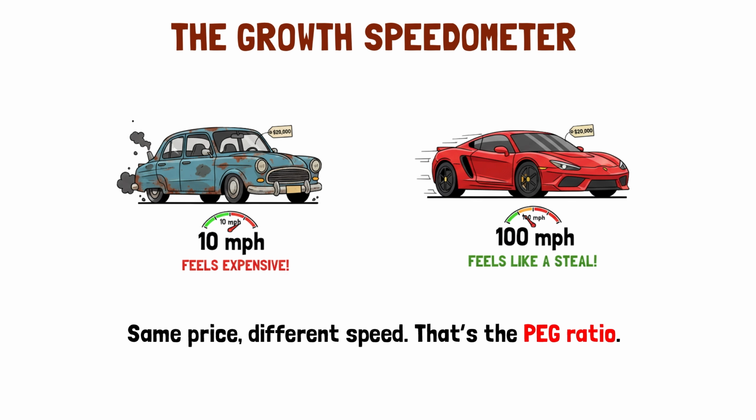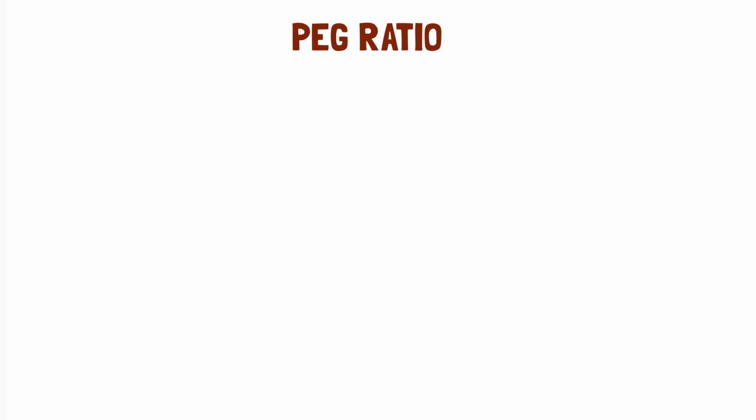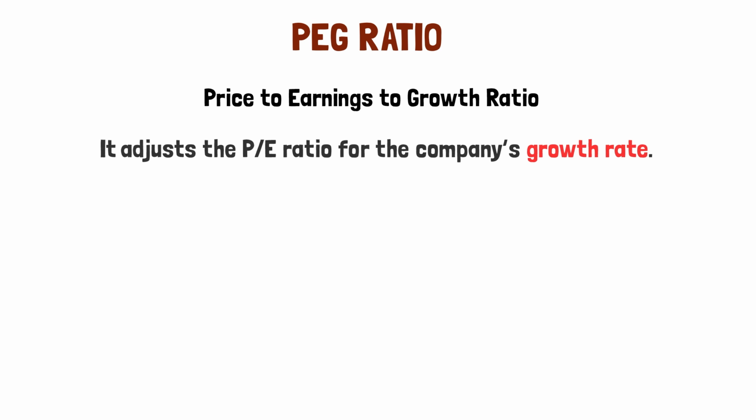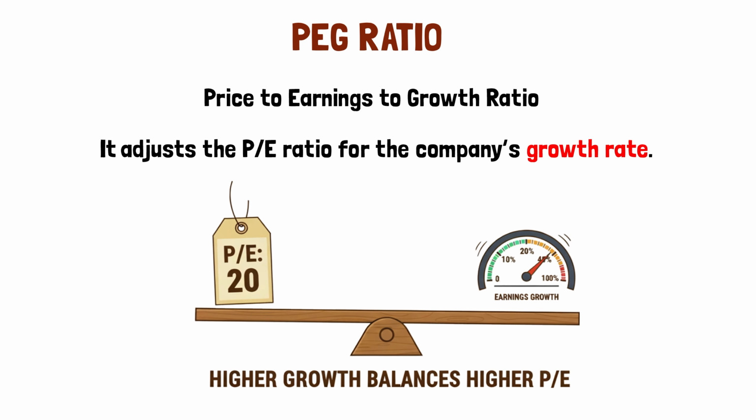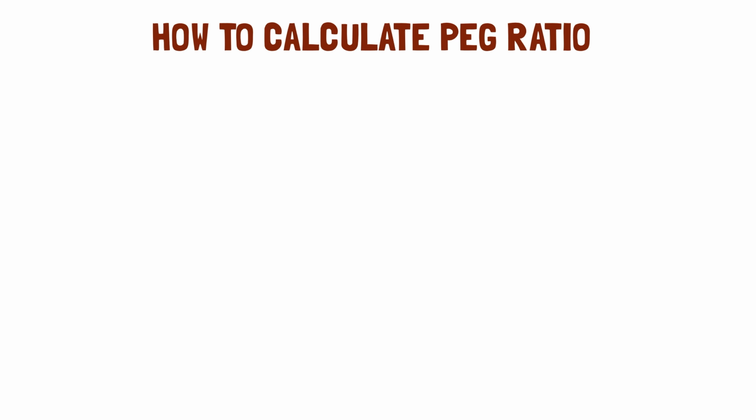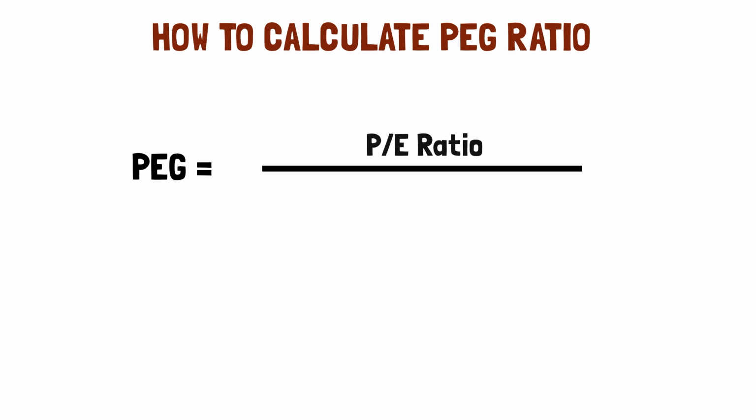This is where the PEG ratio comes in. PEG stands for price to earnings to growth ratio, and it does something brilliant. It adjusts the PE ratio for the company's growth rate. Here is the formula. PEG ratio is equal to PE ratio over earnings growth rate.